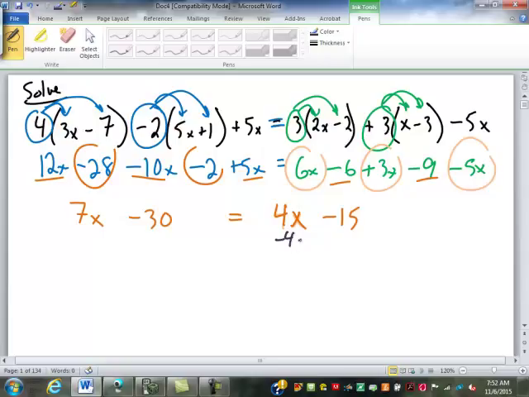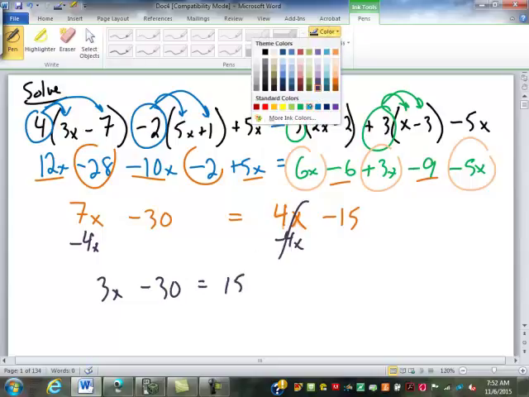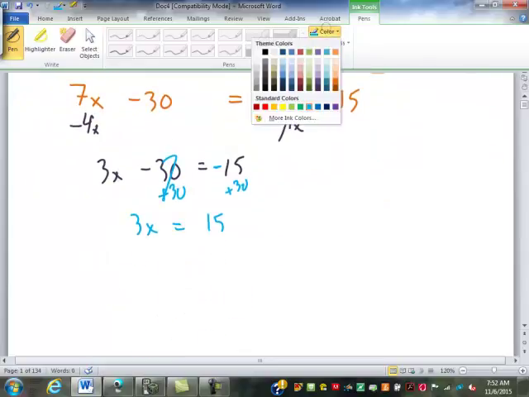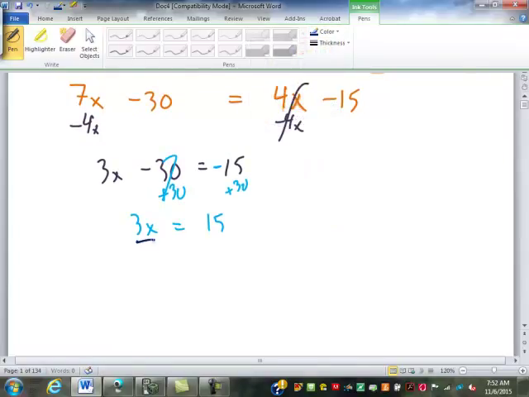Now I'm going to get rid of one of the x's. We're going to get rid of the 4x since it's the smaller one. So 3x minus 30 equals 15. And from there we will add 30. 3x equals 15. Should be a negative there. And finally, divide by 3. X equals 5.